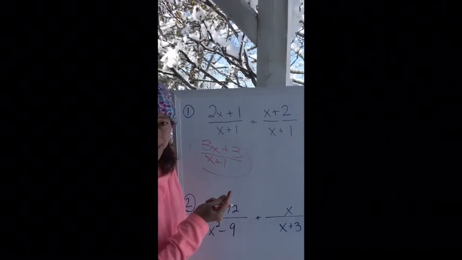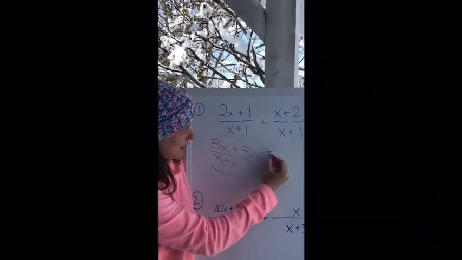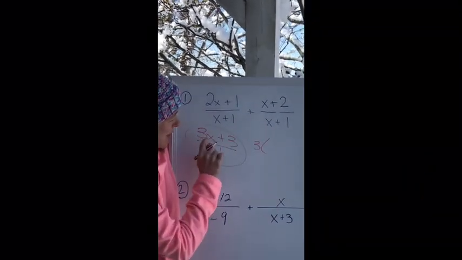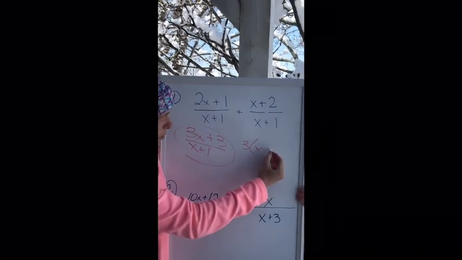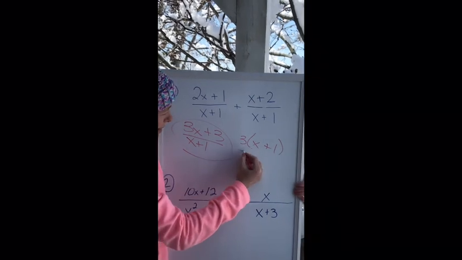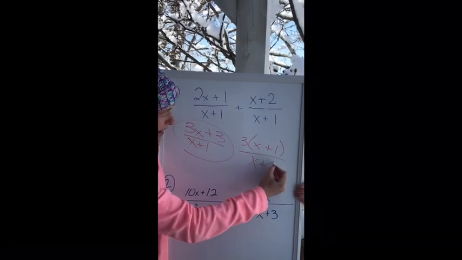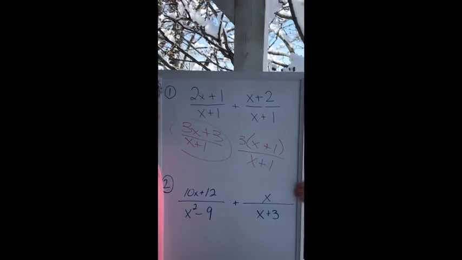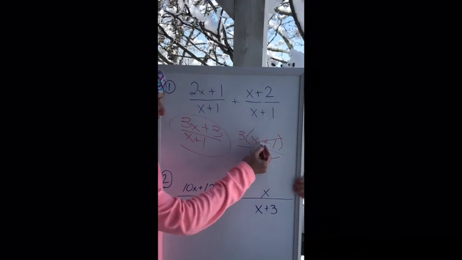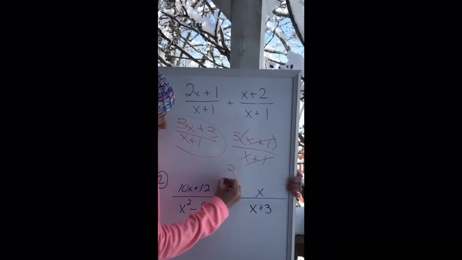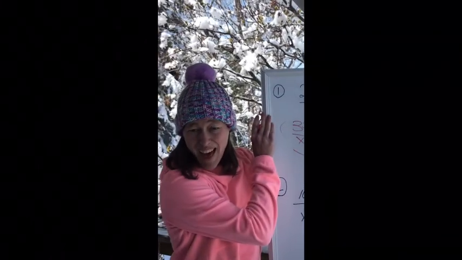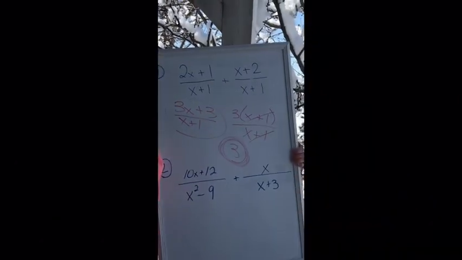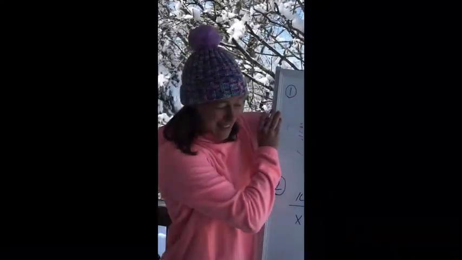So if you look here, there is a GCF, and it's 3. So 3 times x is 3x. 3 times 1 is 3. Look at this denominator. What do you get to do? That's right, you get to cross them out. So our final answer is just 3. Look at that. Sorry about the background noise.